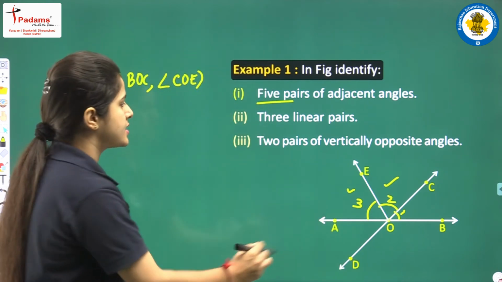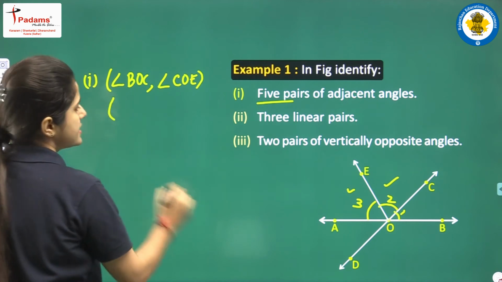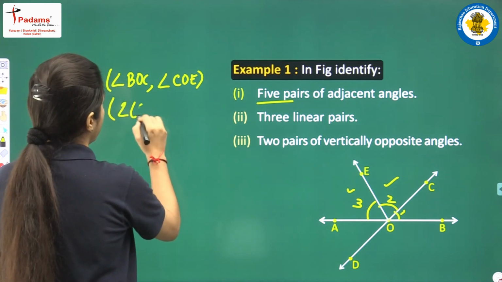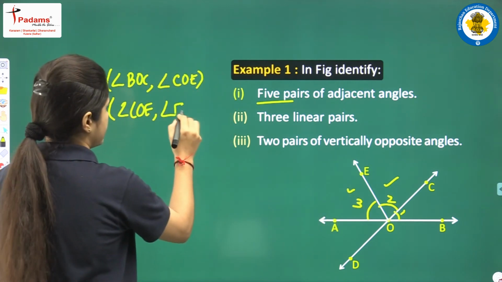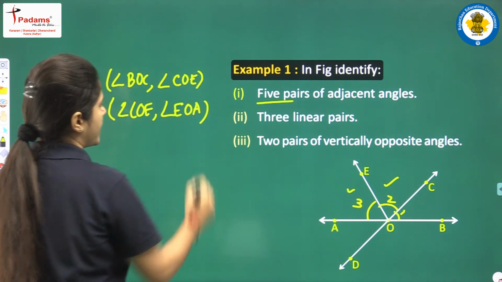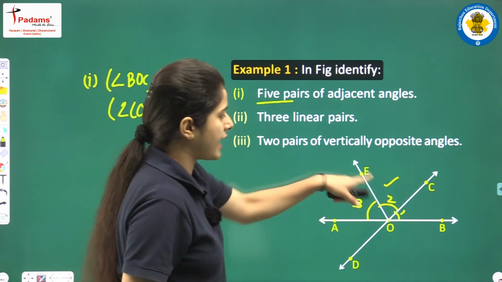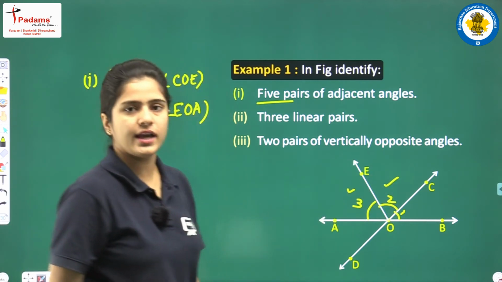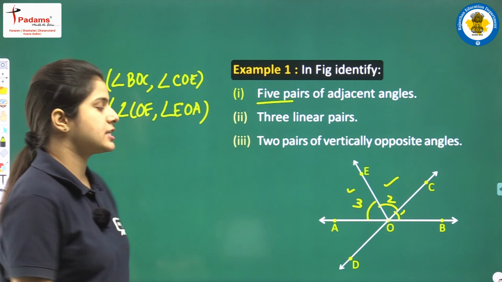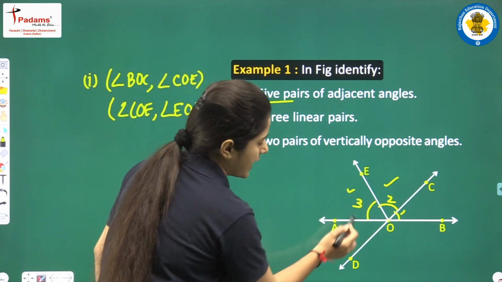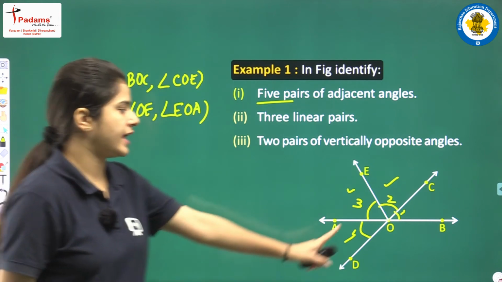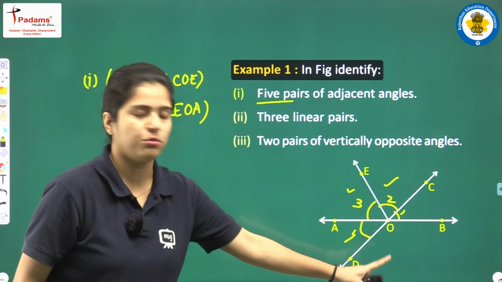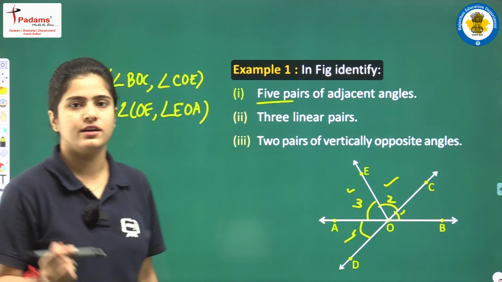Okay, students. So, the second pair is angle COE and angle EOA. Now the next pair is this angle 3 and this angle 4. They are neighboring and also they have vertex O as common and OA as common ray.